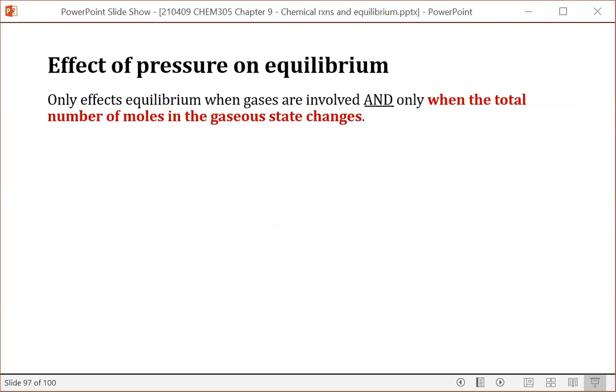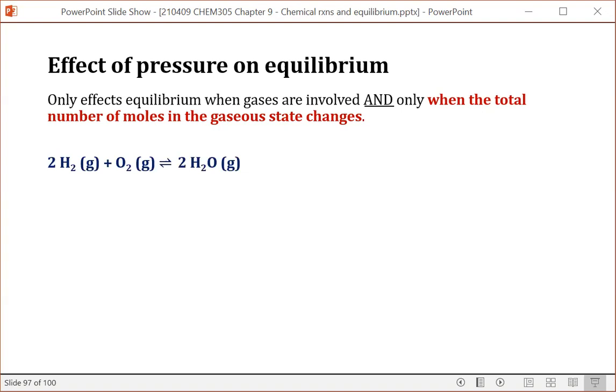So pressure is only going to affect equilibrium when gases are involved, and only when the moles of gas on each side of the equation is different. If you have 3 moles of gas on the reactant side and 3 moles of gas on the product side, altering the pressure isn't going to change the equilibrium, pushing it to the left or to the right, because it's going to have an equal effect on both the reactants and the product side. So changing pressure only works if gases are involved and when the moles of gas are different on each side of the equation.